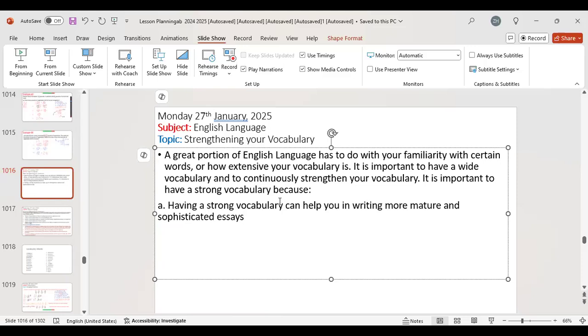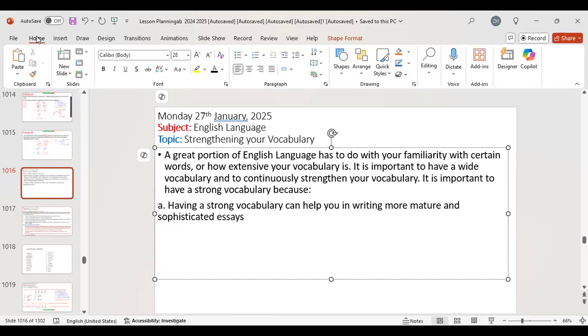Now, when we say sophisticated essay, that means what? An essay that is professional, formal, and doesn't have baby words. It's not basic, right? That's a good one.